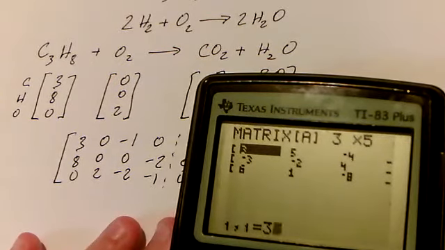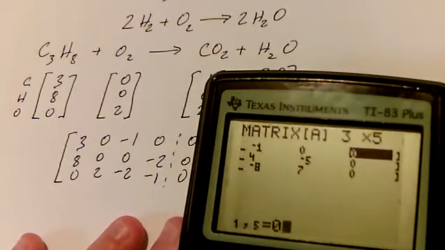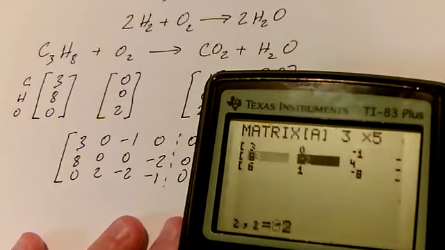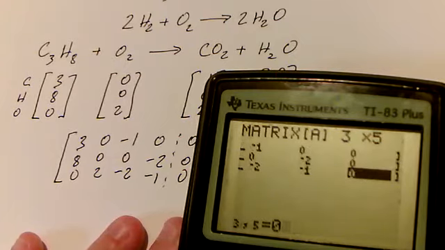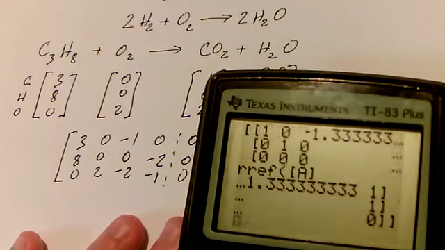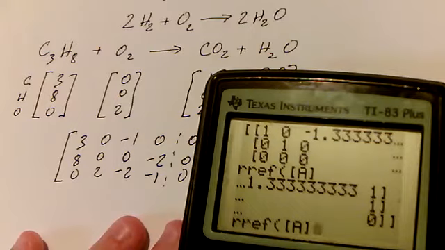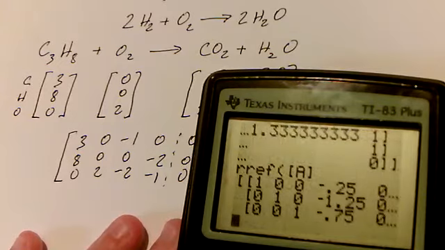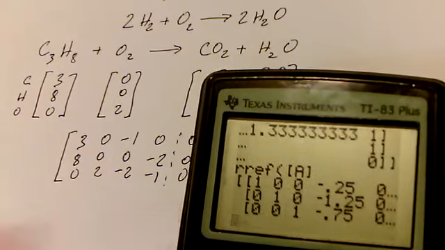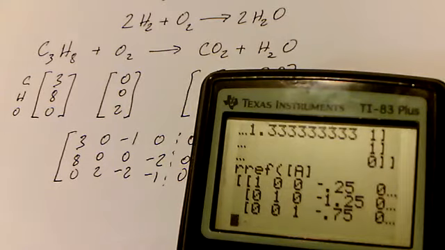Typing in my matrix, I have 3, 0, -1, 0, and 0. Next, I have 8, 0, 0, -2, and 0, then 0, 2, -2, -1, and 0. Then I can go back to my home screen and do RREF. If your last command was RREF of matrix A, you can just hit second enter and it'll bring up that last command. So I see what I've got there: 1's across the diagonal.